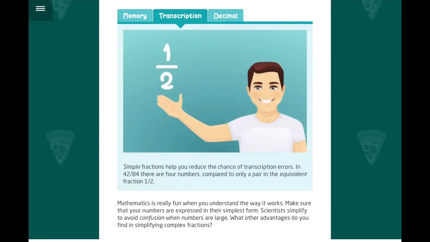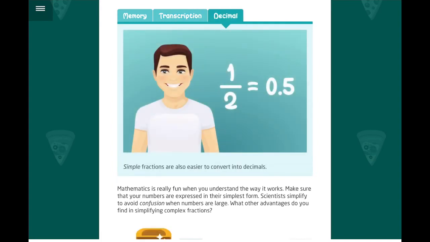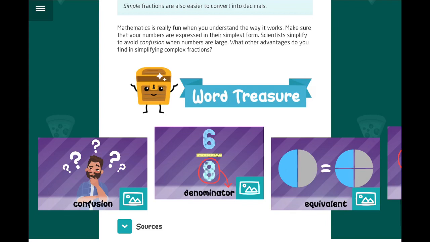Transcription. Simple fractions help you reduce the chance of transcription errors. In 42/84, there are four digits, compared to only a pair in the equivalent fraction, 1/2. Decimal. Simple fractions are also easier to convert into decimals. Make sure that your numbers are expressed in their simplest form. Scientists simplify to avoid confusion when numbers are large. What other advantages do you find in simplifying complex fractions?